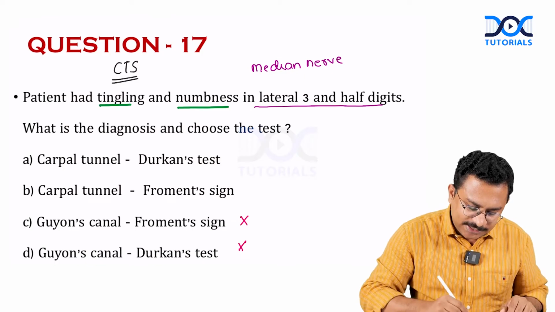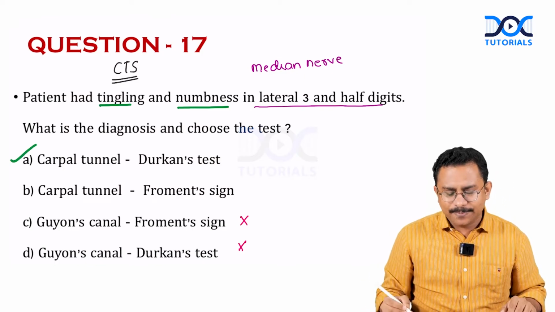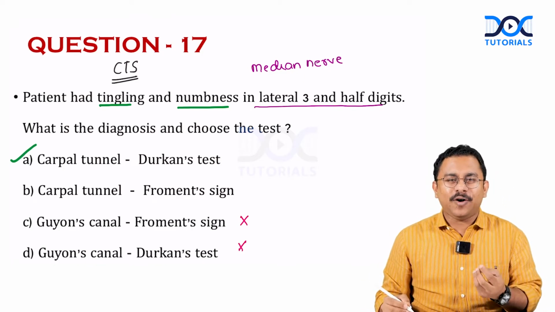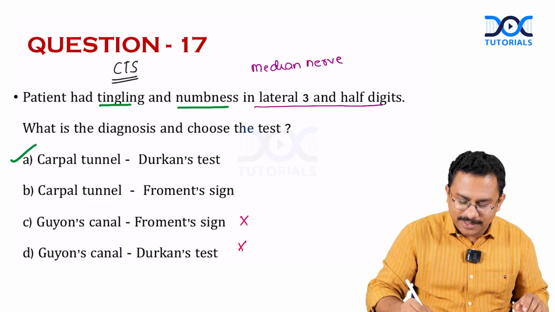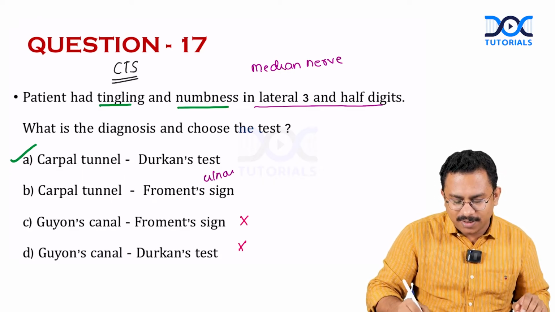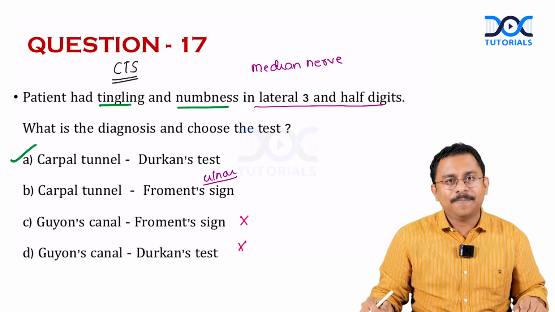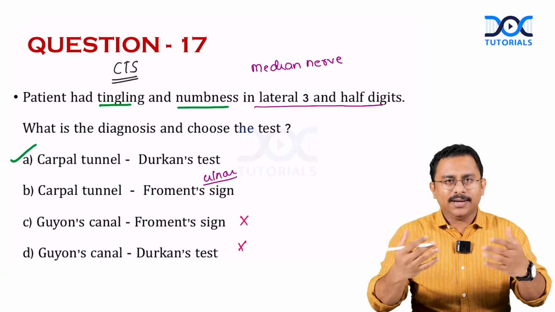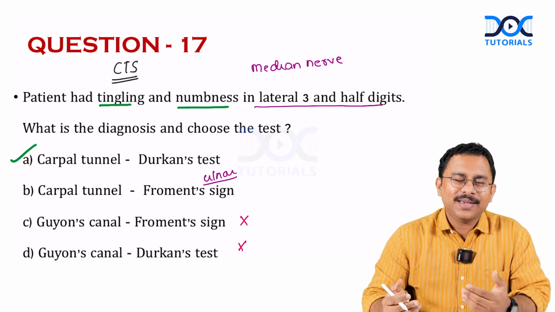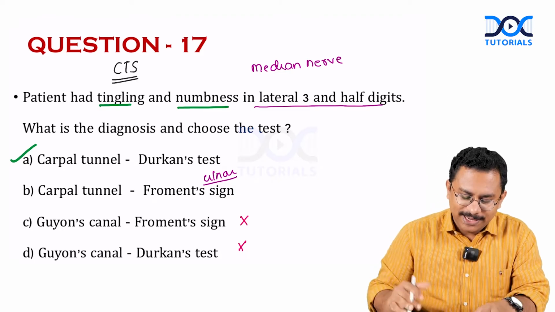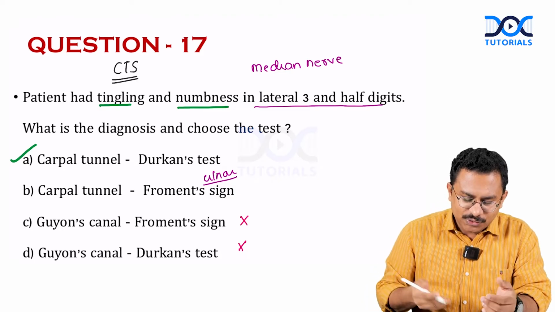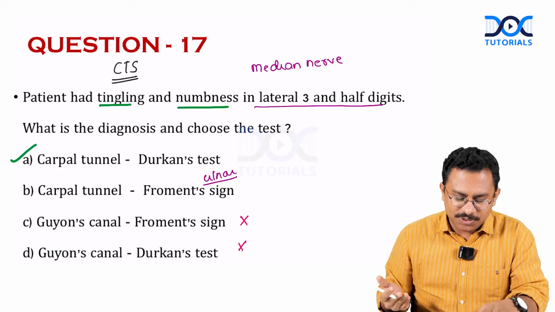So the answer here is obvious. It is Durkan's test. Froment's test is actually for the ulnar nerve. Froment's sign is for the ulnar nerve, the book test that you do. It is basically testing for the adductor pollicis, which is supplied by the deep branch of the ulnar nerve. So here, no doubt, the answer is option A.